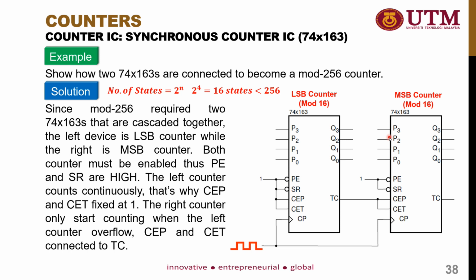From the previous example, where I showed you how to design the asynchronous counter with cascaded connection of mod 50, we combined a mod 10 and a mod 5 counter, so 10 multiplied by 5 becomes 50. But this time, we wanted to design a mod 256 counter. So we need one LSB counter, which is mod 16, and one MSB counter, which is also mod 16. So 16 multiplied by 16 becomes 256. This is how you design the mod 256 counter using the counter IC.